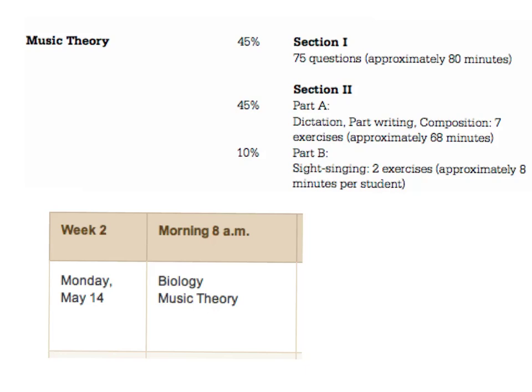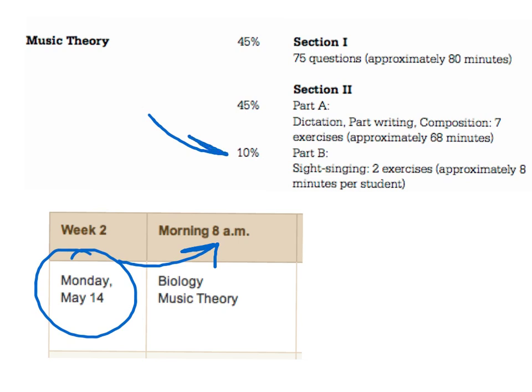The 2012 AP Music Theory exam is Monday, May 14th at 8 a.m. In this video, we'll be taking a look at Section 2, Part B, Sightsinging, which is worth 10% of your total score.